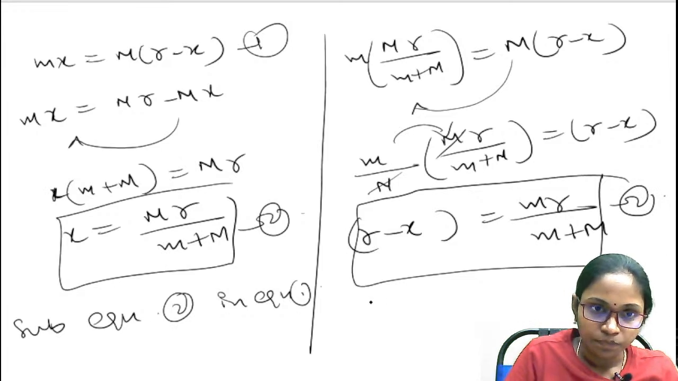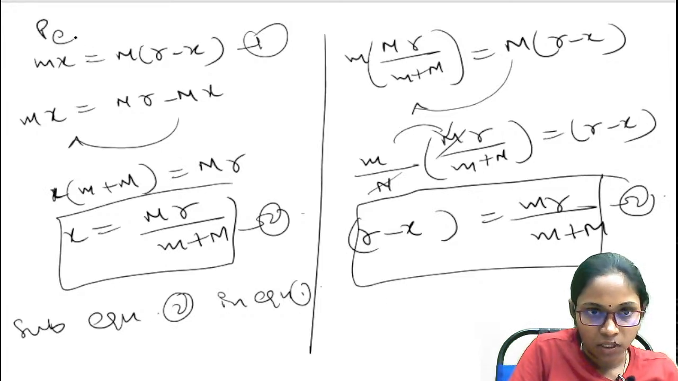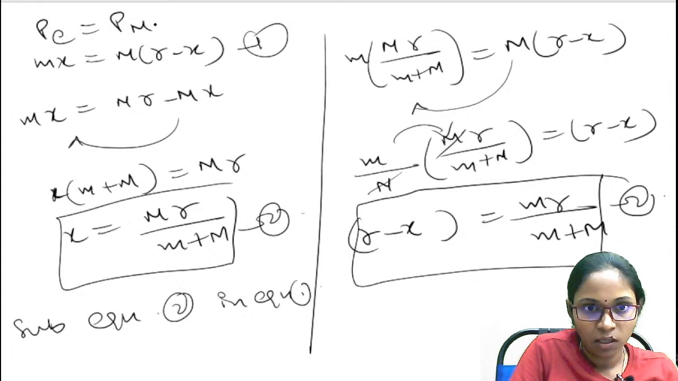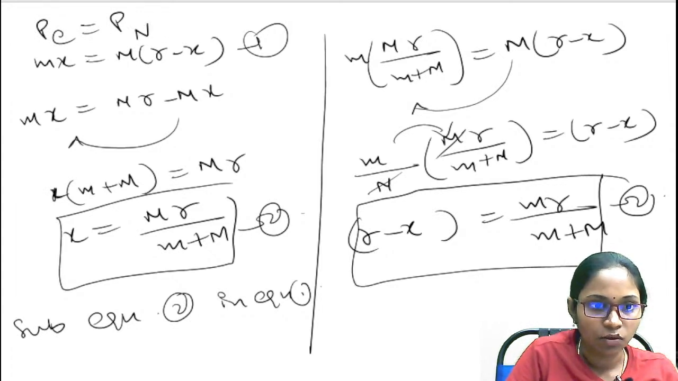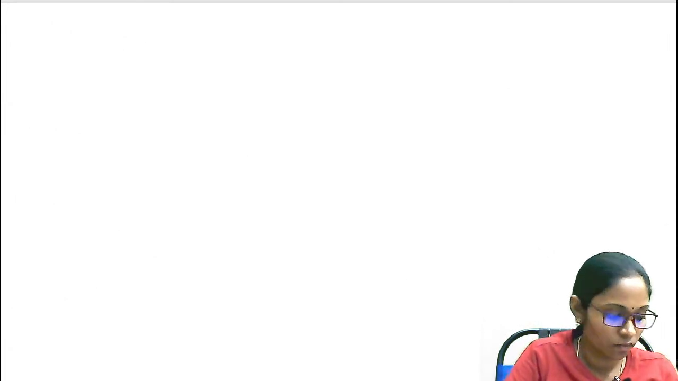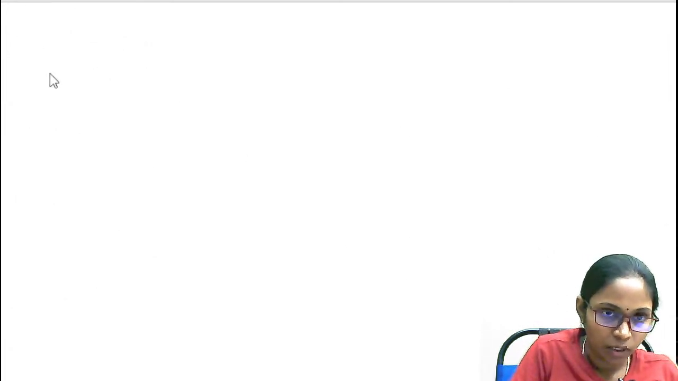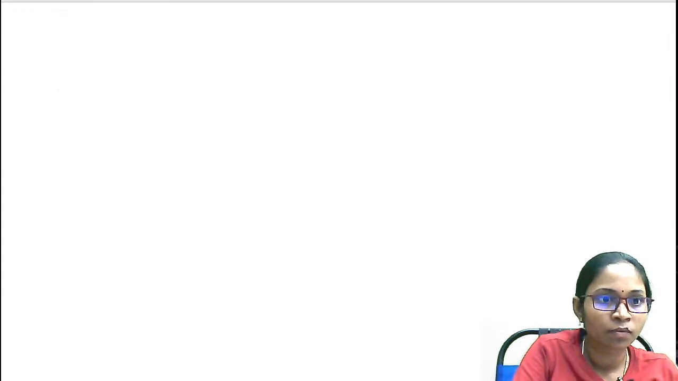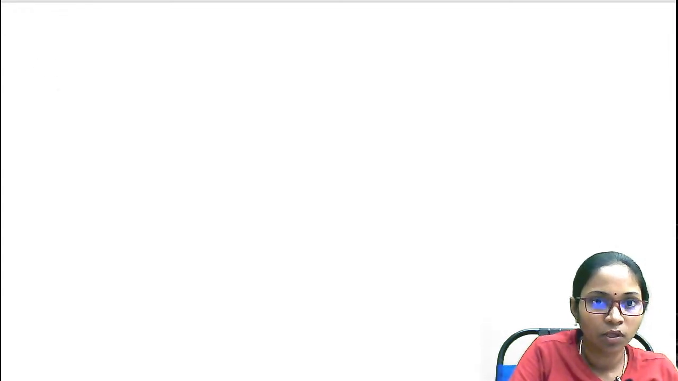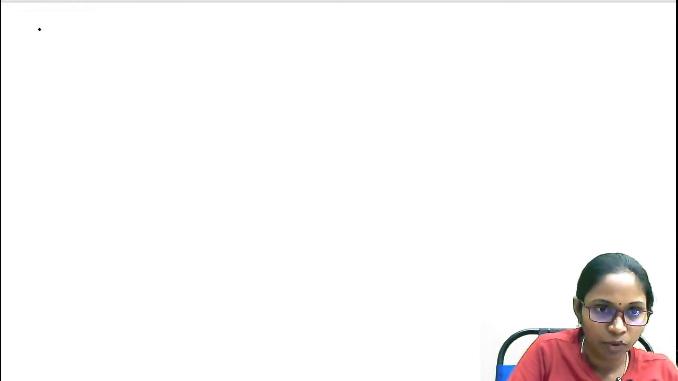Here the momentum of the electron is equal to the momentum of the nucleus. I consider the momentum of the electron equal to the momentum of the nucleus. Coming to the angular momentum of the electron, did you find out the angular momentum of the electron and the angular momentum of the nucleus?